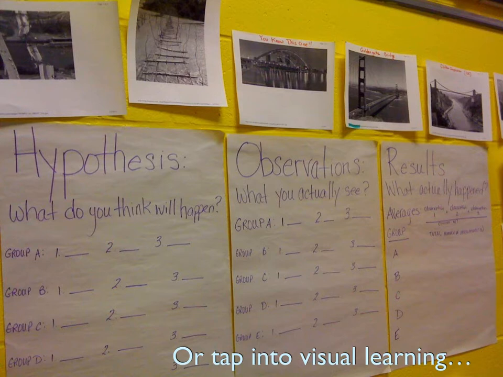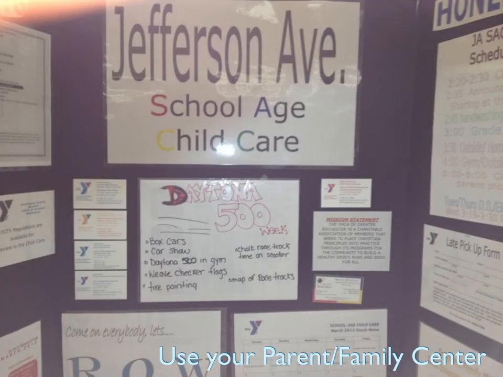We know that some kids learn better when they see something. So not only was this a science experiment, but they were actually having this print-rich experience as well, where they were visually learning and learning words like hypothesis and observations and what those words mean. And we can use our parent or family center as well, again, to have that opportunity for kids to track the language and the words that might appear on that display. We can use a variety of displays to do that kind of thing.